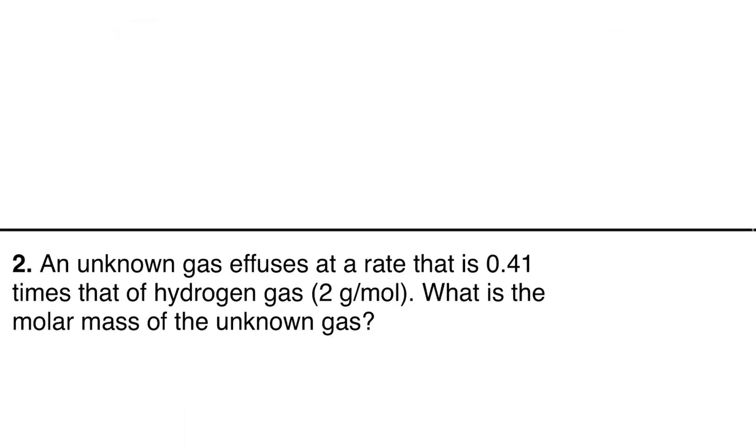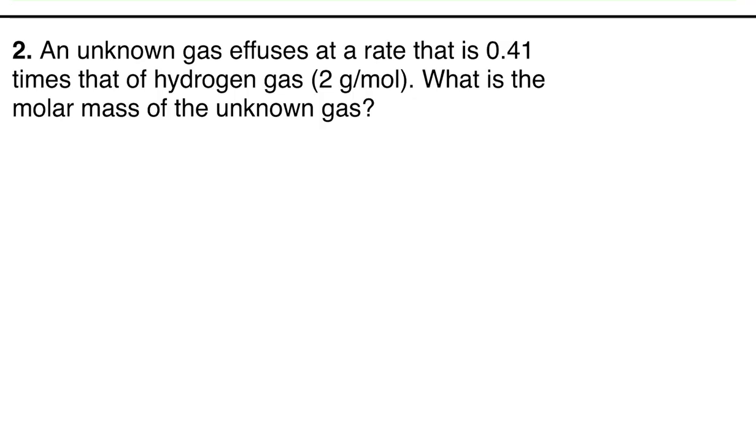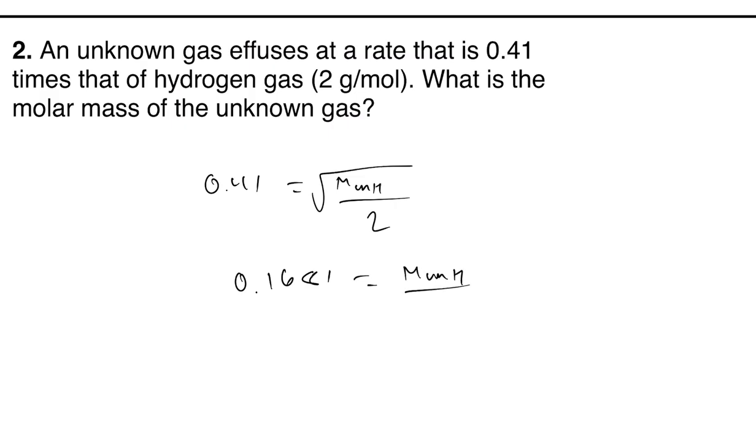Let's try another problem. An unknown gas effuses at a rate that is 0.41 times that of hydrogen gas, which is 2 grams per mole. What is the molar mass of the unknown gas? So here we're going to start off with 0.41, and that is going to be equal to the square root of m unknown over 2. And then 0.1681 is going to be equal to m unknown over 2.